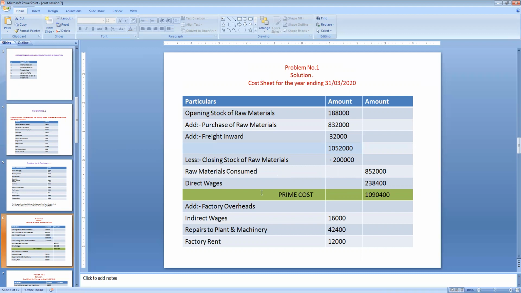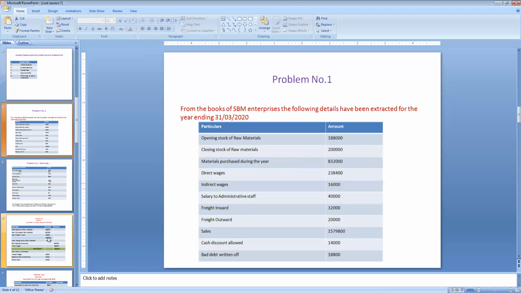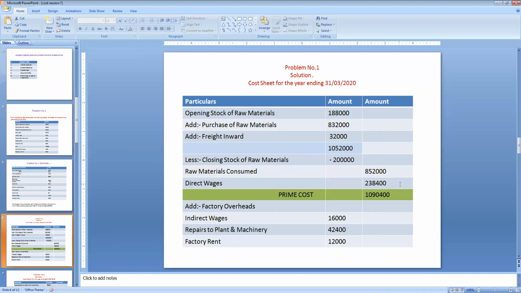Then to that we add the direct wages, which we paid, 2,38,400. It has to be shown here because there are no direct expenses, so only these two items have to be added. That is 8,52,000 and 2,38,400. Total it becomes 10,90,400, which is the prime cost.